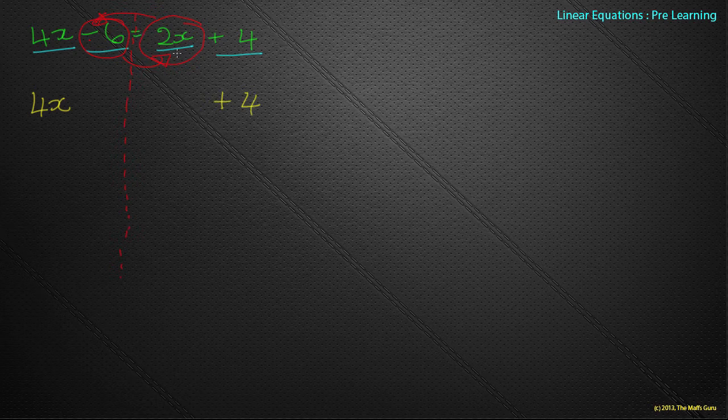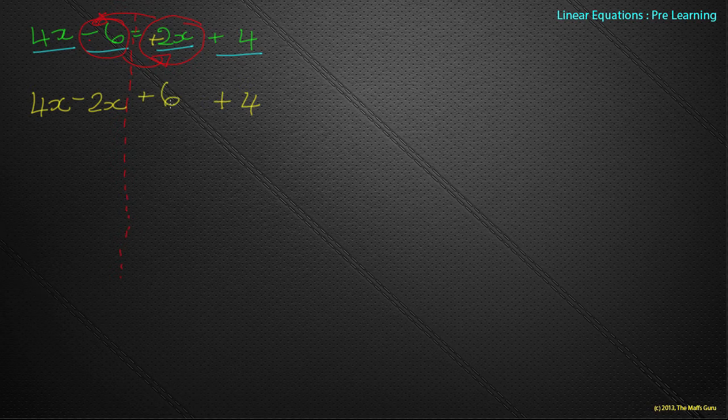Well, the 2x moves to the other side and becomes minus 2x. Why is it minus 2x? Well, it's a positive here. Although we don't write the positive at the start, we know that it's a positive. And what does the minus 6 do? It moves over to the other side and becomes a plus 6.